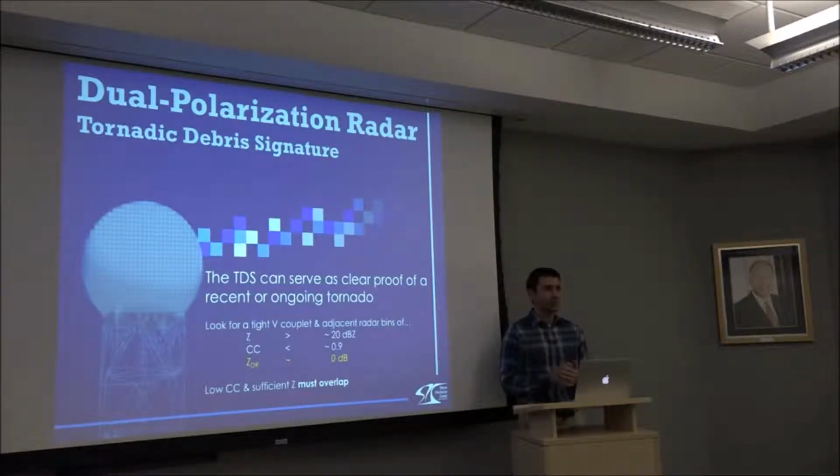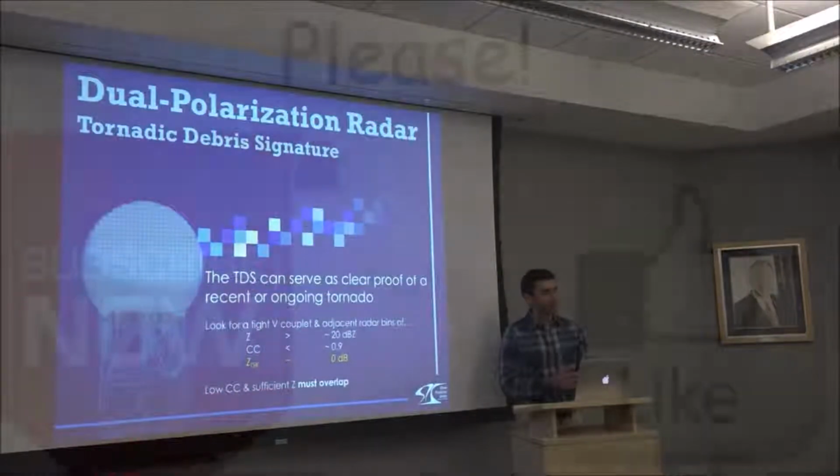You got to make sure you can trust the data. And considering that this signature gives you proof of the presence of a tornado, and it's one of the biggest hazards out there that we can forecast, you want to make sure you got it right. So you want to make sure those two overlap. And with that, we'll wrap up the tornadic debris signature.